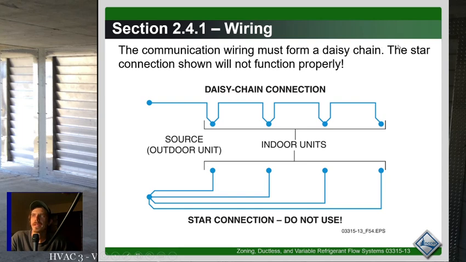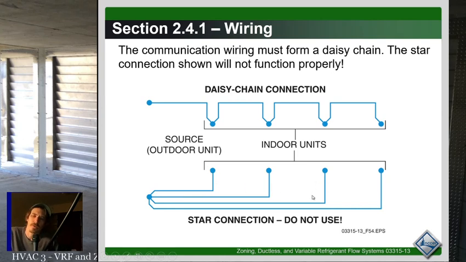Communication wiring must form a daisy chain. The star connection shown will not function properly. So you go from one unit to the next unit to the next unit. You do this with all your branches, then you do that with all your indoor units after your branch, and you do that back to your outdoor unit. Everything has to be a daisy chain. You cannot connect one box to multiple units, right? So if these were indoor units and this was a branch selector, you can't go from the branch selector to each individual unit. That's not how it goes. It goes to the first unit, then to the next unit, then to the next unit.